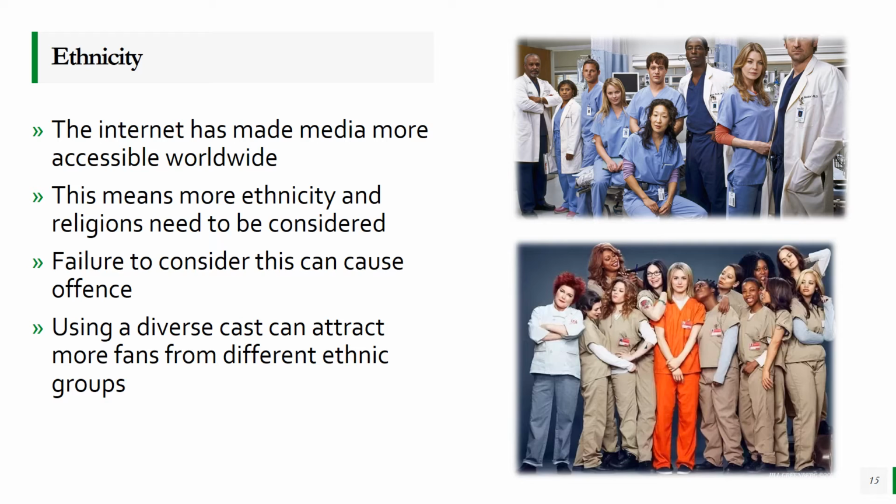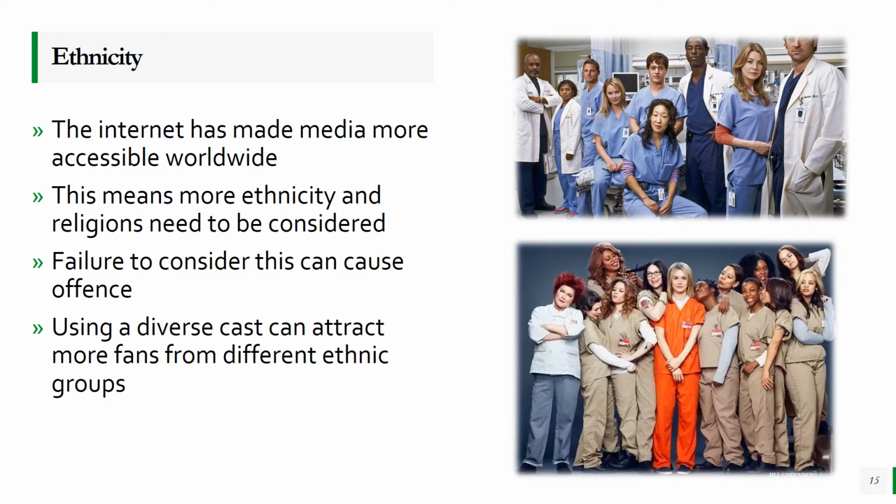Now, ethnicity can have a massive impact on the success of your product. If you think that the internet has made everything so much more accessible around the world, it means that you get people watching your TV shows from all sorts of countries. So you might have an American TV show, but it gets watched in Egypt, it might get watched in Japan. You've got to think about ethnicity and how you can make your product suitable for people of different ethnic groups.